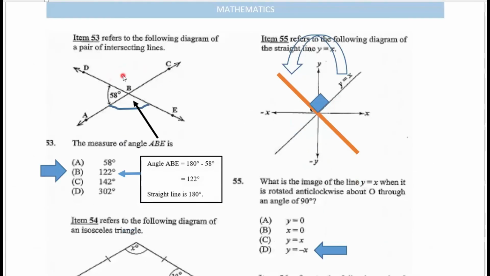53 refers to the following diagram of a pair of intersecting lines. You all can see it. The measure of angle ABE is, well, ABE, the middle letter suggests where the angle is, which is here. We know a straight line has 180 degrees. So this angle will be 180 minus the 58 to give you 122 degrees. That is B as in bat.